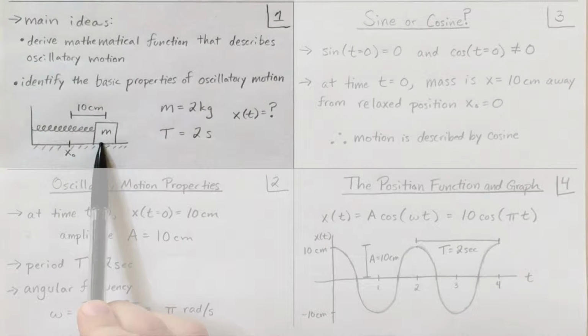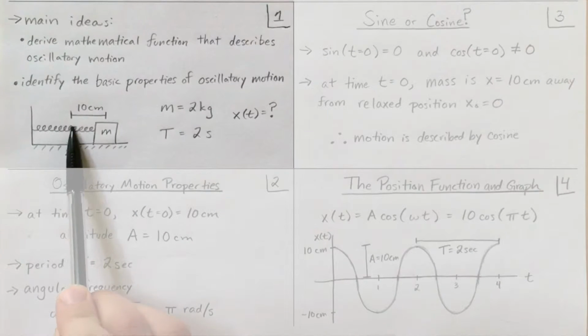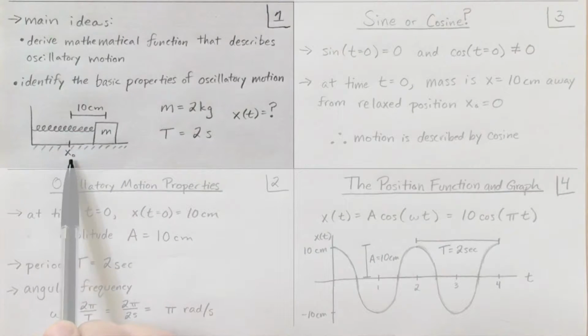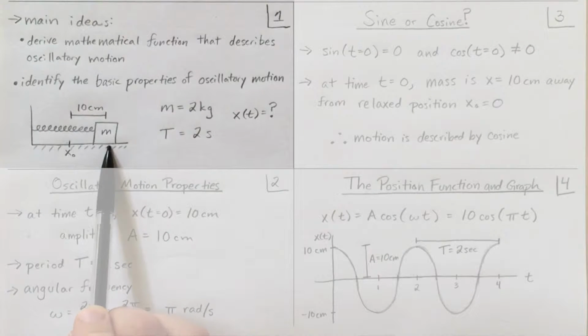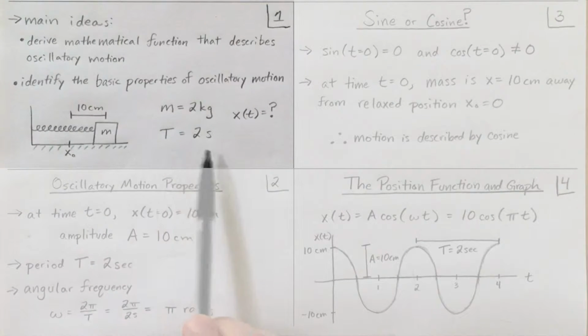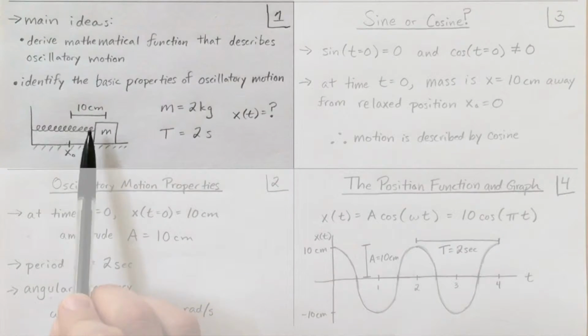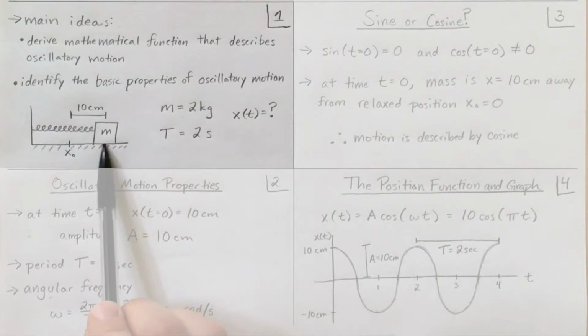A mass of 2 kilograms is attached to a spring which is stretched 10 centimeters away from its relaxed position. The mass is released and starts to oscillate with a period of 2 seconds. We are asked to find the function that describes this oscillatory motion and sketch its graph.